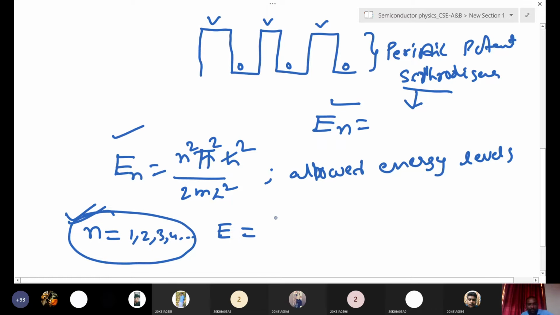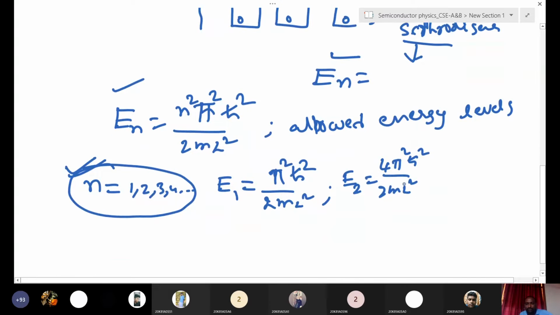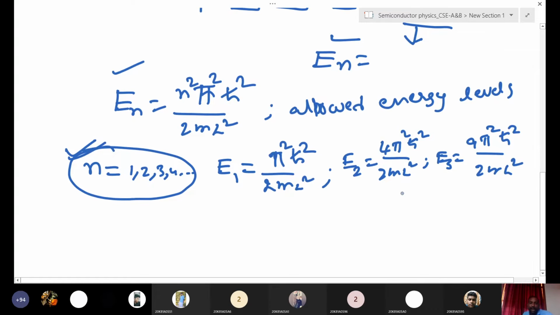So if you take n equal to 1, E1 is pi square h cross square by 2m L square. If you substitute n equal to 2, E2 is 4 pi square h cross square by 2m L square. If you substitute n equal to 3, E3 is 9 pi square h cross square by 2m L square. These are allowed energy levels.